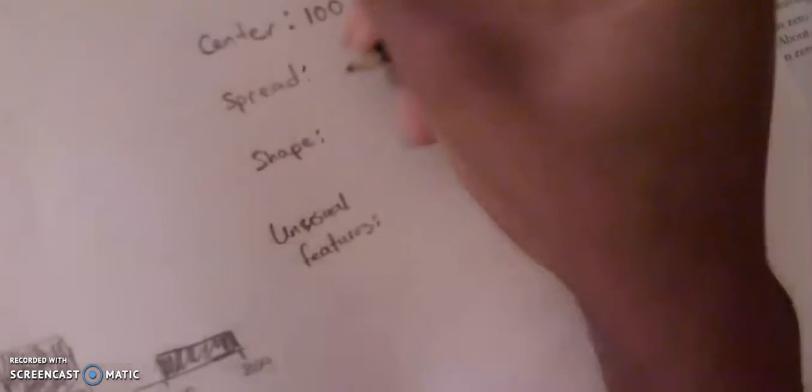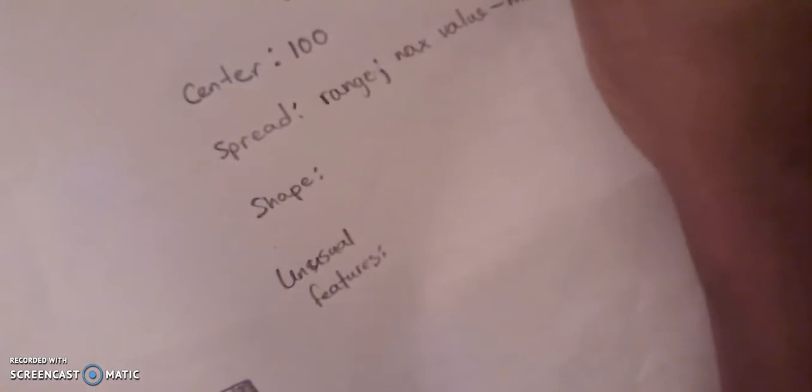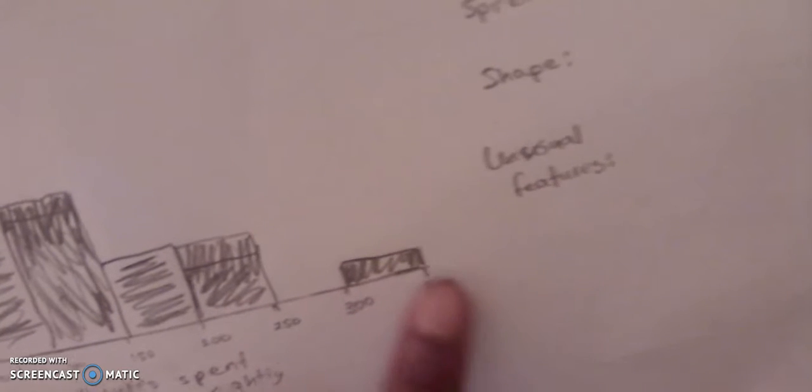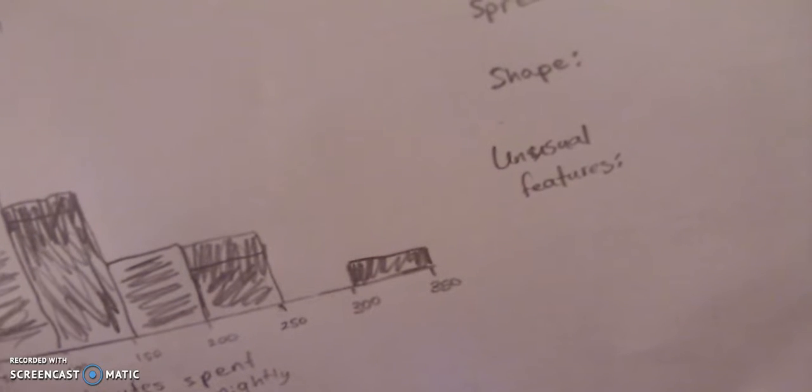Now, spread. Let's use the most basic spread that we know, which is range. My maximum value subtracting my minimum. In this data set, we remember that our maximum value was 300, although based on our histogram, it looks like it could be up to 350. But we know it's 300, subtract our minimum value, which is 0. So we have a spread of 300 minutes.